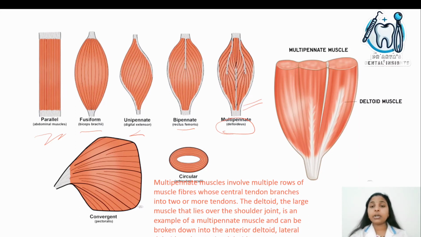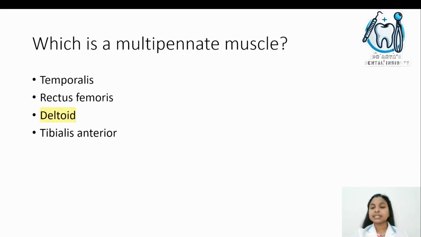So this is the deltoid muscle. It is a multipennate muscle. It involves multiple rows of muscle fibers whose central tendon branches into two or more tendons. The deltoid is the largest muscle that lies over the shoulder joint, and it is an example of a multipennate muscle. It can be broken down into anterior deltoid, lateral deltoid, and posterior deltoid. So which is a multipennate muscle? It is the deltoid muscle. And what about the other options?